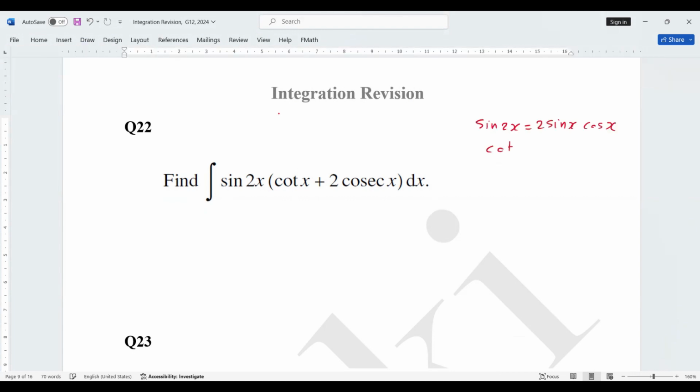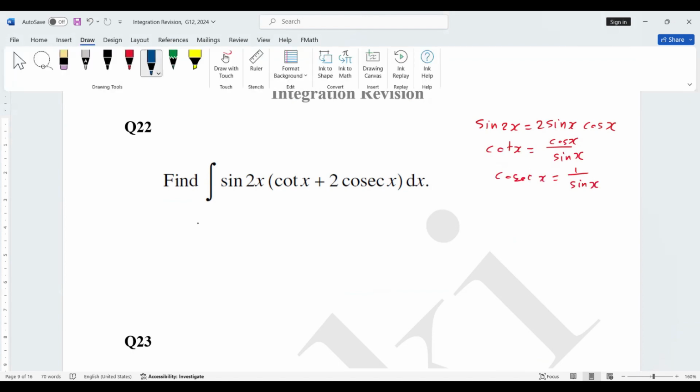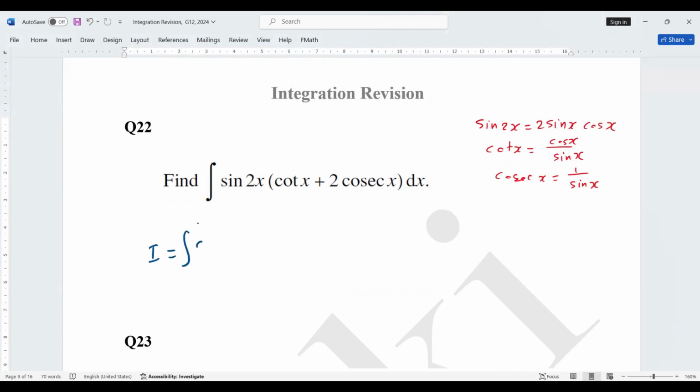Cotan x is cosine x over sine x. Cosec x is the inverse of sine, 1 over sine x. Then the integration equals, okay. Sine 2x, we say 2 sine cosine. So it's 2 sine x cosine x, open bracket, cosine x over sine x plus 2 over sine x, close bracket, dx.